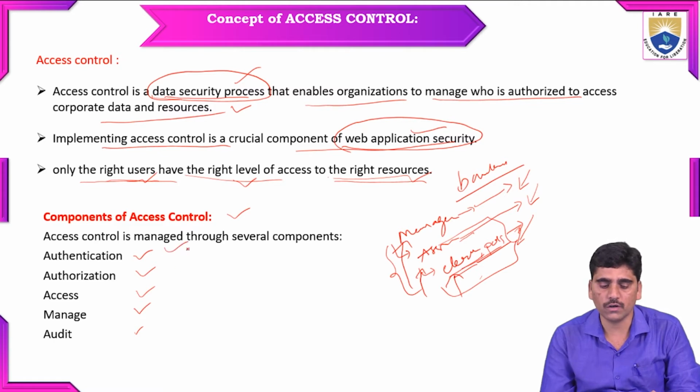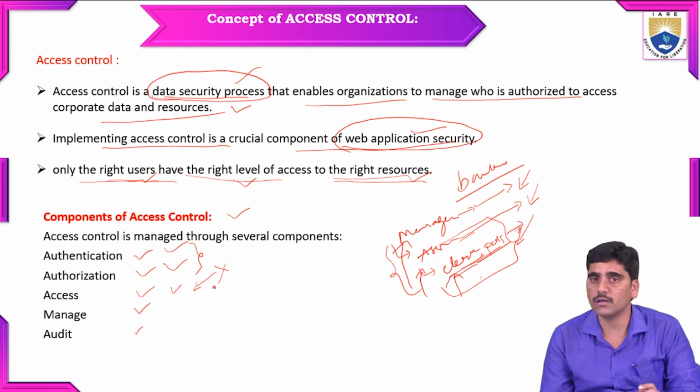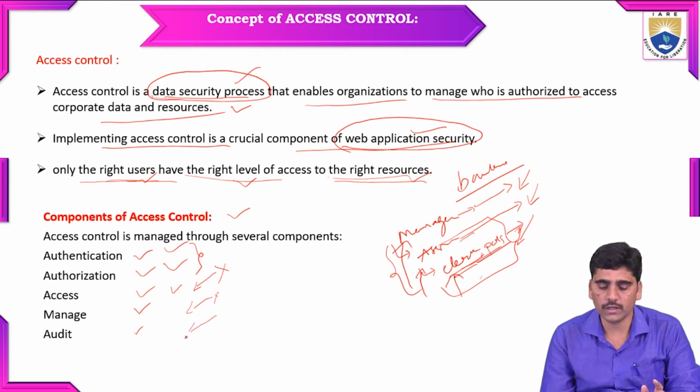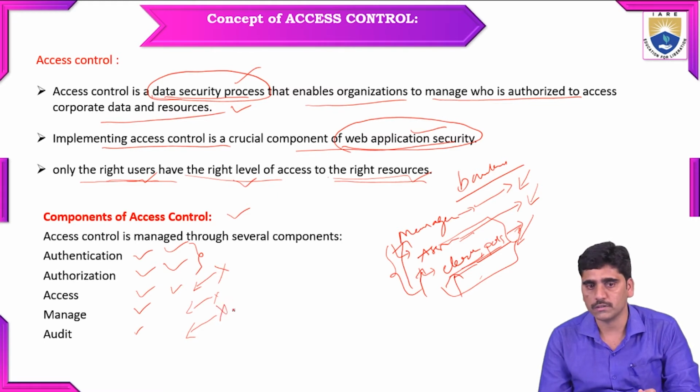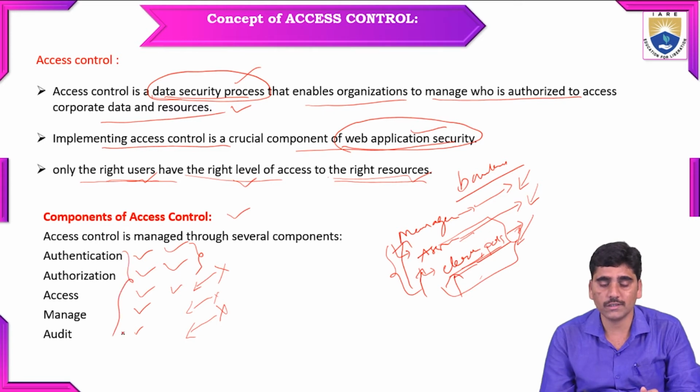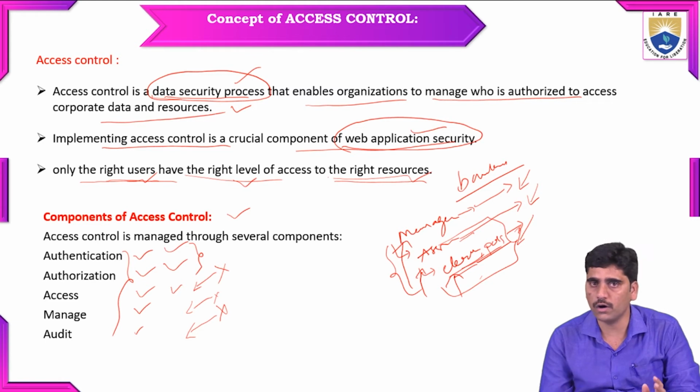So the person has to be authenticated and authorized, and then he can access. If he is not authorized or not authenticated, he cannot access. So he cannot manage the data also, and he cannot come to the audit operations. So these are the components: authentication, authorization, access, manage and audit. These are all the components of access control.